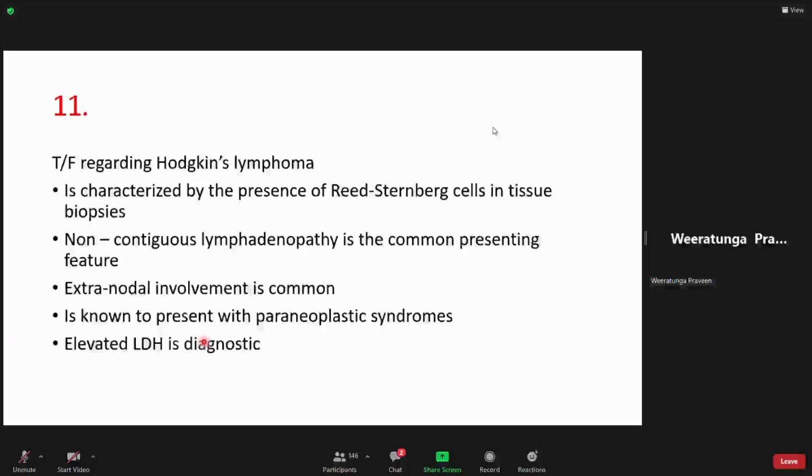Remember, Hodgkin's lymphoma is a diagnosis based on lymph node biopsy and histopathology, right? You need tissue diagnosis. To diagnose any sort of lymphoma, you need a tissue diagnosis. LDH is elevated, but it's not diagnostic. Some people use LDH to assess treatment response, but you cannot diagnose lymphoma just because LDH is high. The diagnosis of lymphoma needs a tissue-based diagnosis. It's a tissue-based diagnosis.